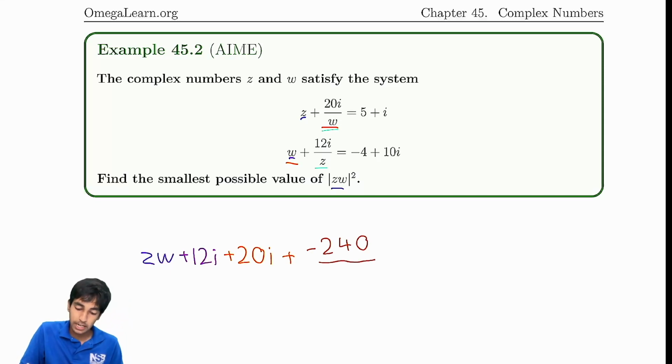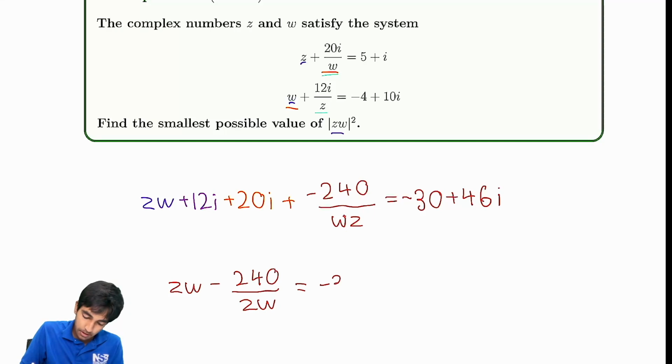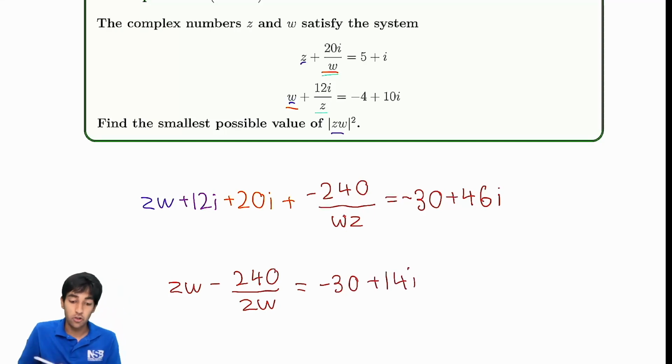Because i squared is negative 1 over WZ. And this is all equal to minus 30 plus 46i. Let's subtract 32i from both sides. Naturally, we want to do that. And this is actually really cool because now we've basically got a one variable equation that's purely in terms of ZW. There's no other terms. There's no Z's and W's individually. It's just one thing. Because everything else that just had one term canceled out pretty nicely.